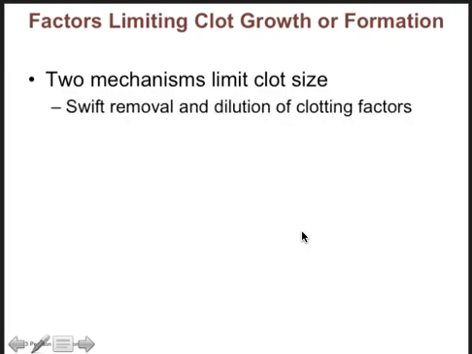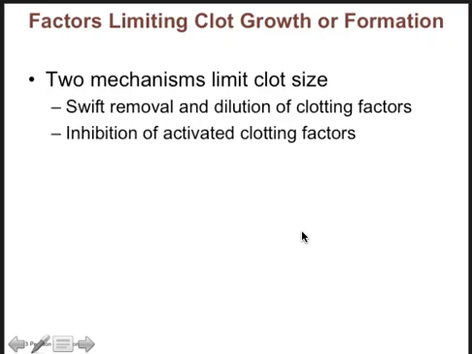Swift removal and dilution of the clotting factors is one. Inhibition of the activated clotting factors is another. Now this is interesting, this swift removal and dilution of the clotting factors. This happens because your blood flows through your blood vessels, okay? And how does the blood flow through the blood vessels?